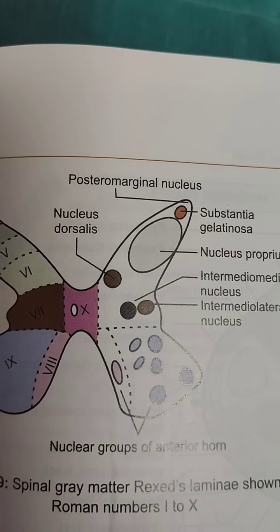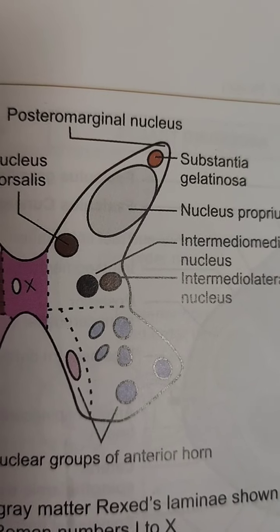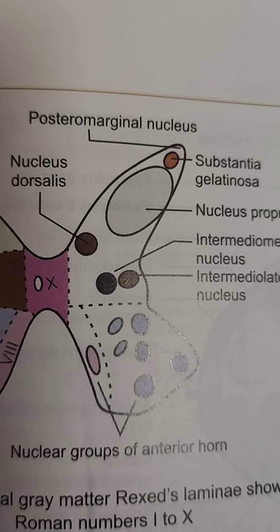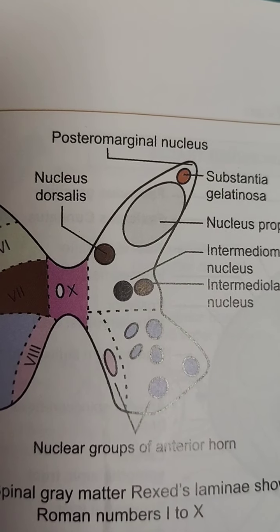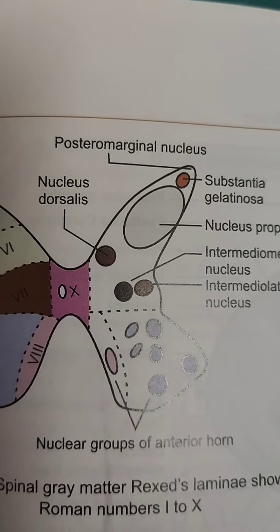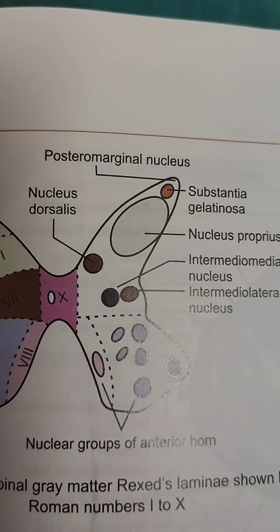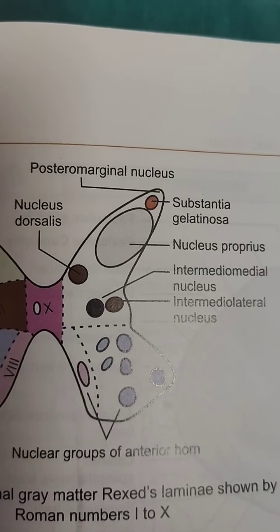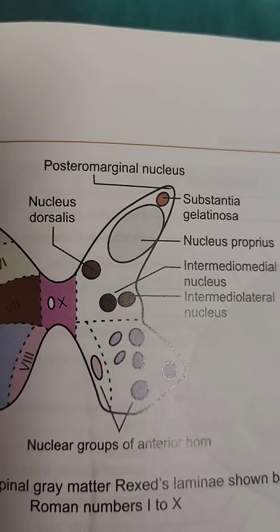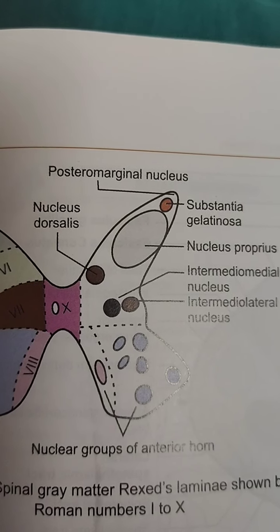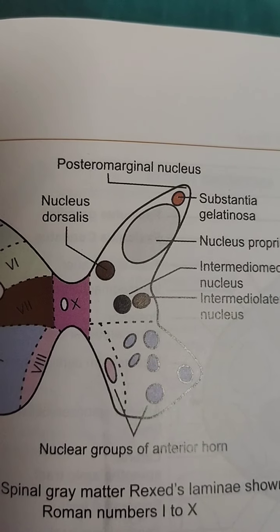And coming to the nucleus dorsalis or Clark's column, this is what you are seeing. It is situated in the basal part of the posterior column and extends from the 8th cervical to the 3rd or 4th lumbar segment. That means it extends from C8 to L3 or L4 segments. It receives unconscious proprioceptive sensations and gives rise to only unconscious proprioceptive sensations, not touch, pain or pressure. And it forms the posterior spinocerebellar tract.